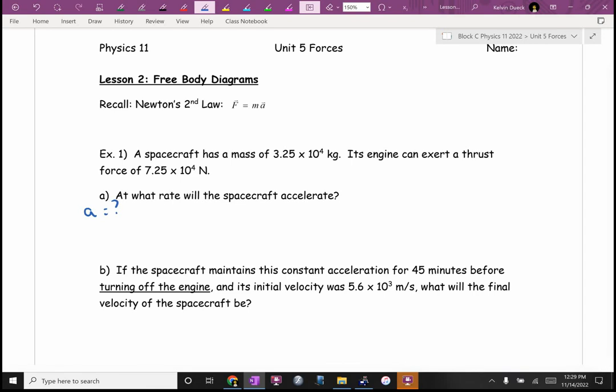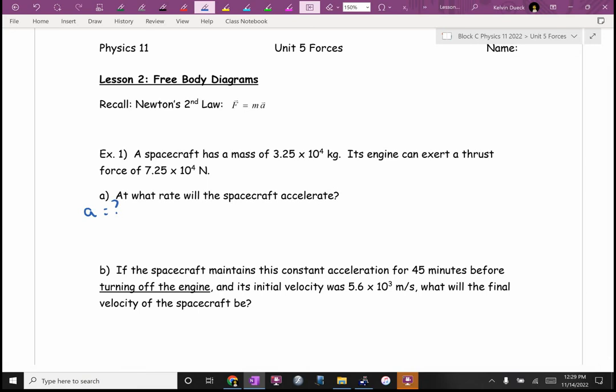Previous units, we listed everything. I still encourage you to write down what they're asking you to find with a question mark, because you feel better. It's no longer blank, but I'm not necessarily going to make a list unless I'm totally lost. What are they asking me to find? Do you see a VI, VF, anything like that? No. Any thoughts on which equation I'm going to use to find A?